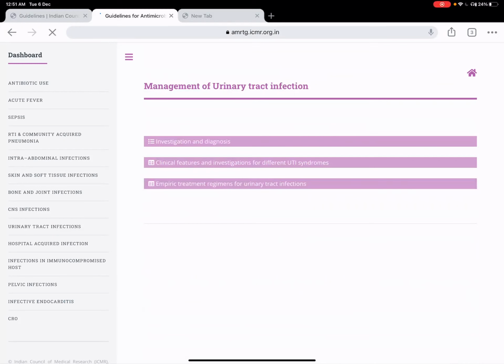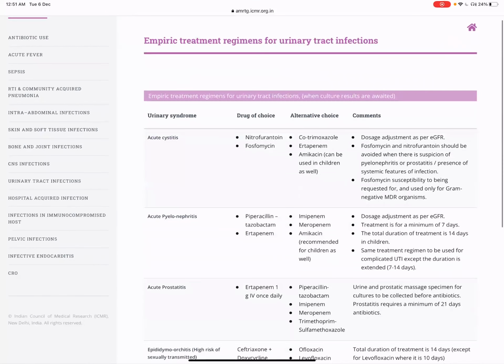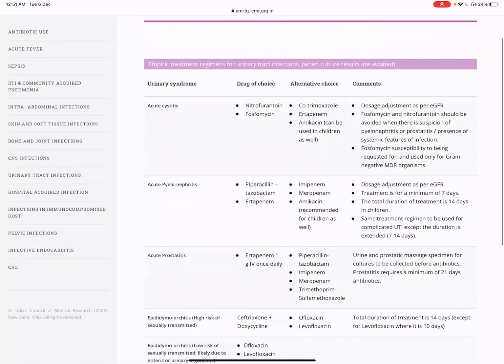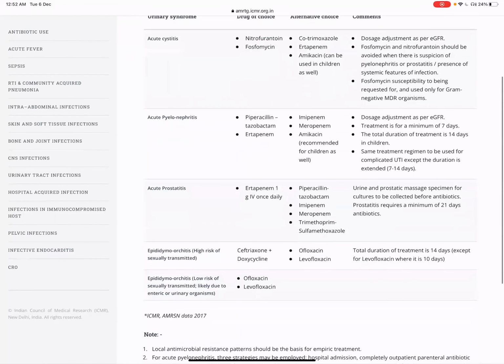Okay. Then UTI. I told you, for acute cystitis, nitrofurantoin and fosfomycin can be given. Then amikacin, cotrimoxazole, and fluoroquinolones like ciprofloxacin can also be given. In pyelonephritis, we should not give nitrofurantoin because it does not act here. Piptaz is the choice. If Piptaz fails, you have to go to the next step, which is meropenem, as per the MERINO trial, and amikacin.